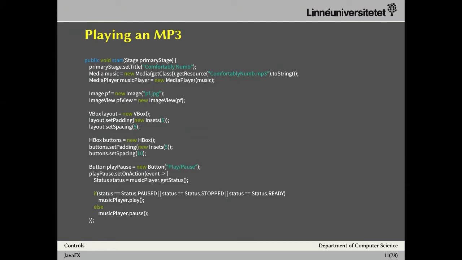We set up some nice layouting and stuff. And at the bottom you will see that we have a button, a play pause button. And this one has an action, and we'll go more into the events later on. But it checks the status of the music player, which is our media player in this case. And depending on whether it is paused or if it isn't, we just call musicplayer.play to play the music, or musicplayer.pause to pause the music.